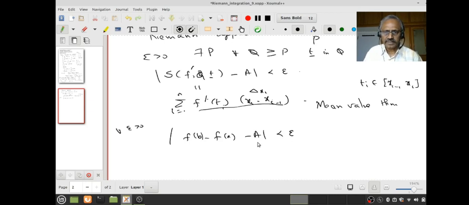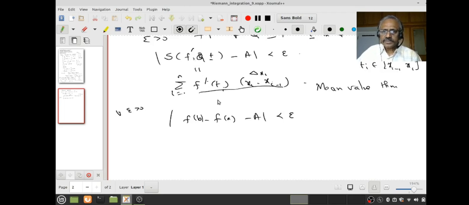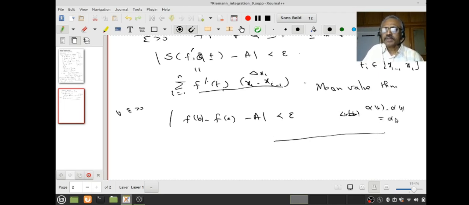You understand that? Okay, but what I know is that |S(f', Q, T) - A| is less than epsilon, right? Now, S(f', Q, T) has something to do with the mean value theorem. So do you see something? We had already done two or three, maybe more than three examples in which a telescopic sum played a key role, right? Like monotone functions, etc. Do you remember that? And also alpha(b) - alpha(a). How did you do that? Yeah, the summation of alpha(x_i) - alpha(x_{i-1}), right? All these things suggest what should I do?